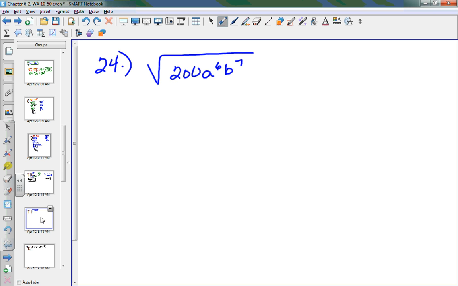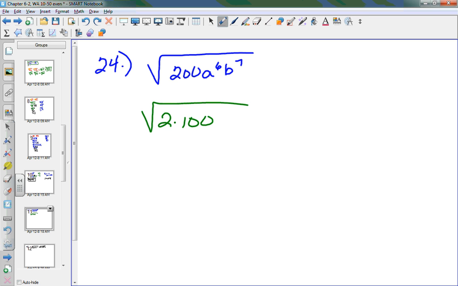Wouldn't it be really good to divide by the lowest possible number first? What's the lowest possible factor of 200? 2. So what's 200 divided by 2? 100. Is 100 a perfect square? Yeah. 2 is not a perfect square. So 200 is 2 times 100, because 100 is a perfect square.